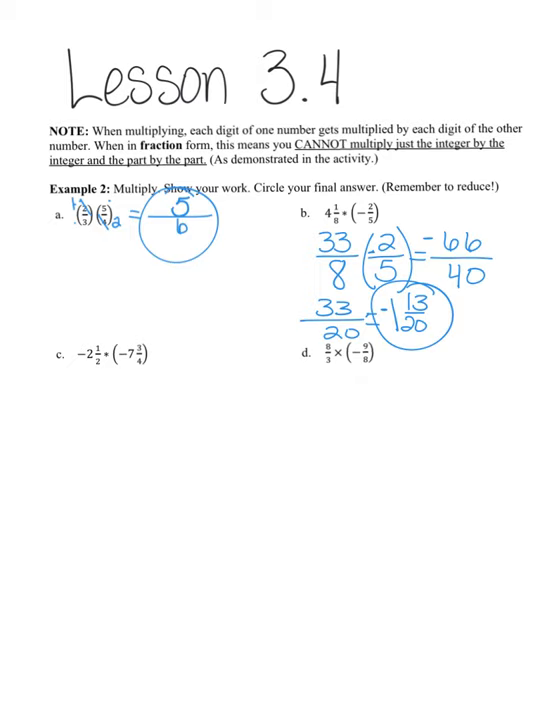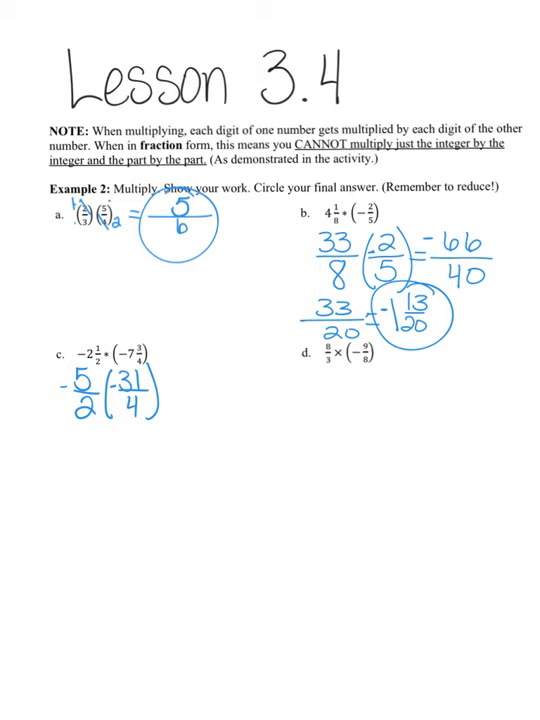Now in part C, I've got two mixed numbers. So just like in part B, I am going to turn these mixed numbers into improper fractions. So I've got a -5/2 times -31/4.